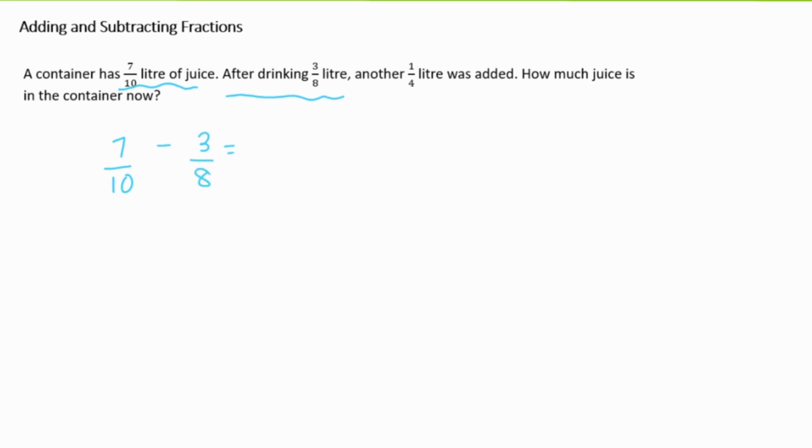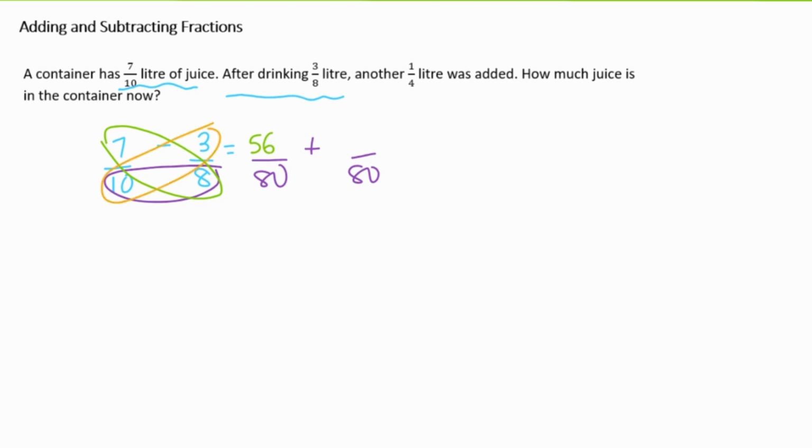And we first multiply the denominators to get a common denominator, which is 80. And then we cross multiply. 7 times 8 is 56, and 3 times 10 is 30. So we have 56, and we are taking away 30. That gives us 26 over 80. And we can simplify that using our 2's to give us 13 over 40.